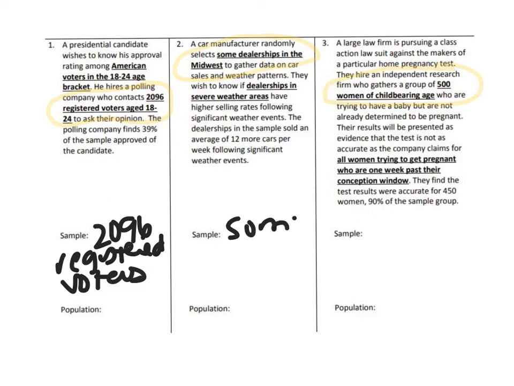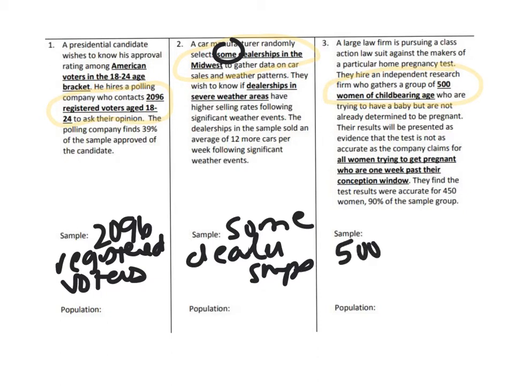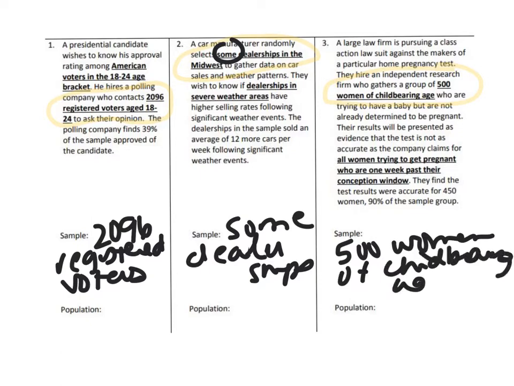And in this case, on number 2, they didn't have a number listed, but they said some dealerships. I can't spell dealerships. Where's my eraser? Okay. Dealerships. And then 500 women of childbearing age.